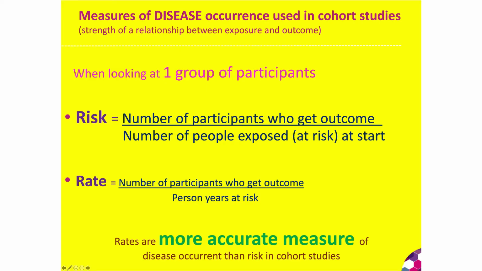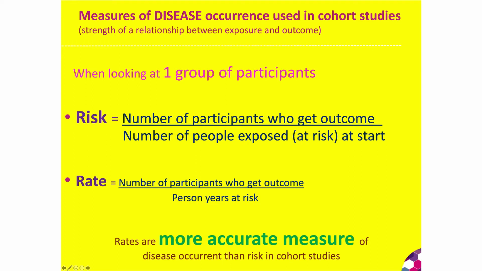So, what is a risk? So a risk is the number of participants who get the health outcome. In our example, that was anemia, and the number of people who are exposed at risk at the start of our cohort study. And that will be the number of children who were exposed to malaria.